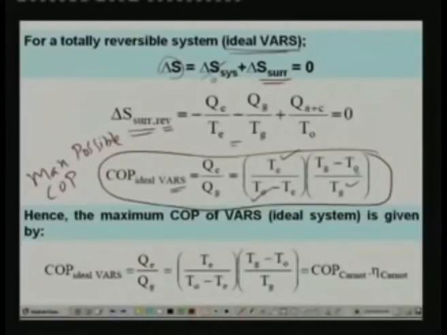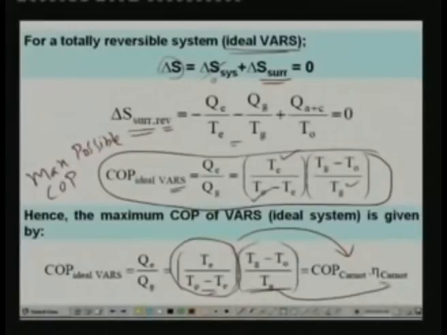Now if you look at this expression, you will notice an interesting thing. For example, take a look at this quantity. This quantity looks like the Carnot COP of a vapor compression system, because if you remember, Carnot COP is simply given by TE divided by TC minus TE, where TC is equal to T naught in this case. So this particular quantity is nothing but the COP of a Carnot system. And what is this quantity? This quantity is nothing but the efficiency of a Carnot heat engine.